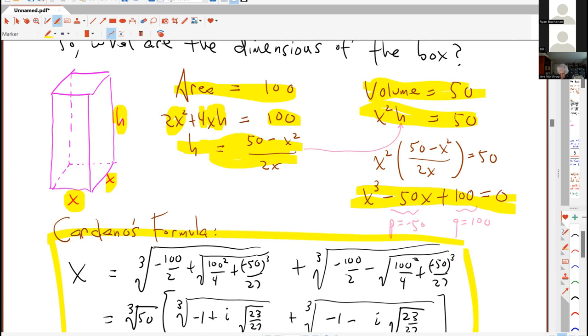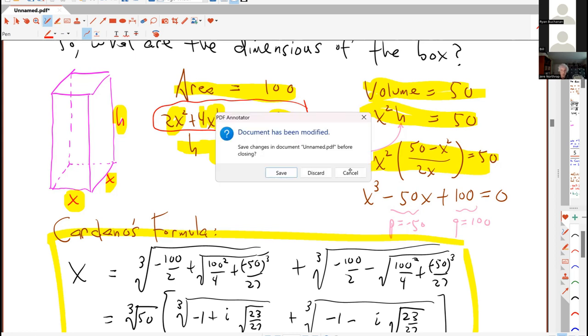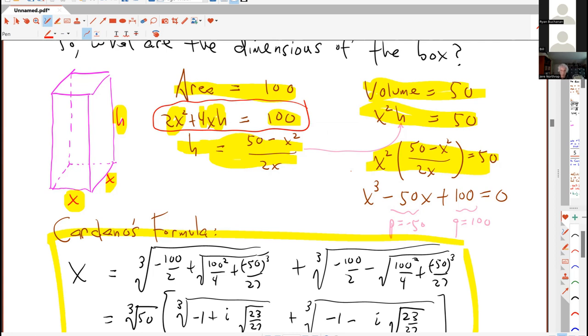Okay. But then you're solving for H? We're substituting for H in terms of X, and you're just using the volume formula, which is this right here. Once you do that substitution, that gives you a cubic equation in X. Okay, so you use X squared H. How did you solve for H? Using the area constraint. Oh, the area constraint, okay. So you got 4XH equals 100 minus 2X squared, and then you divided by 4X. I see. Yeah. And then you plug that in. And so then you converted it all into X, and you got this equation, X cubed minus 50X plus 100. Right.